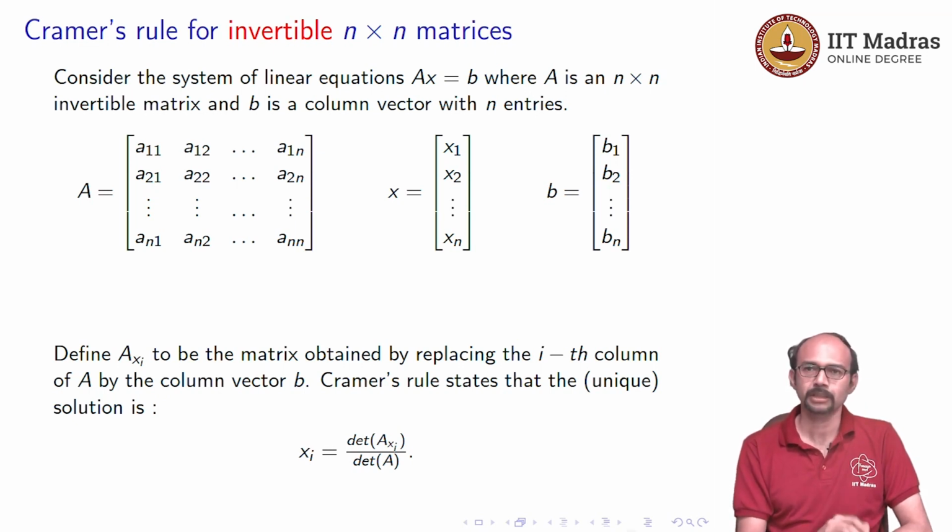In Cramer's rule, remember that this is very important: we need n equations in n unknowns. That is when we can apply it, and further we need that the determinant of the coefficient matrix A is non-zero, and then we can explicitly work out what the solution is. Thank you.